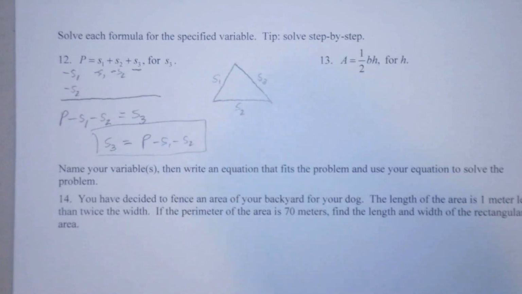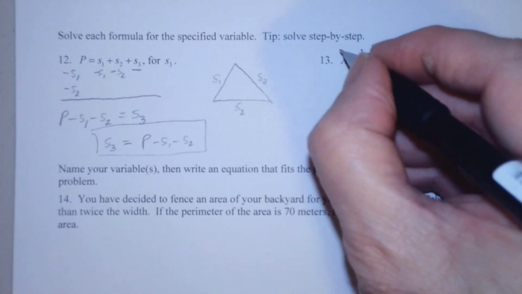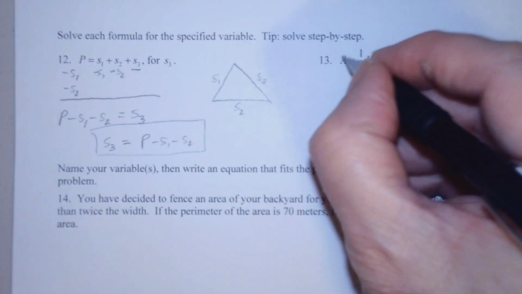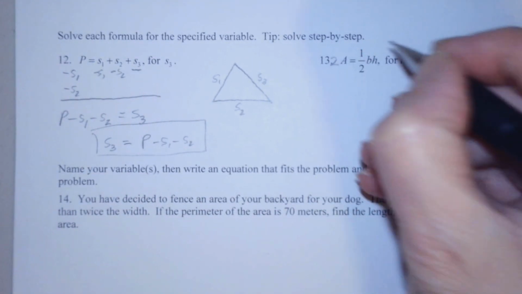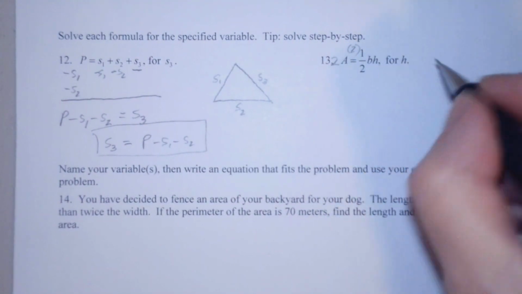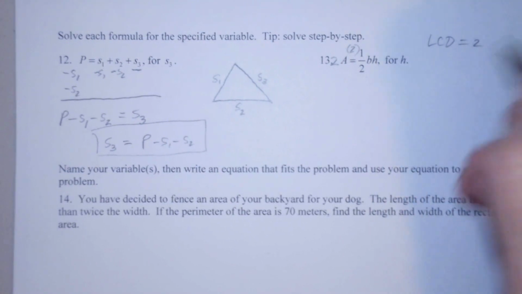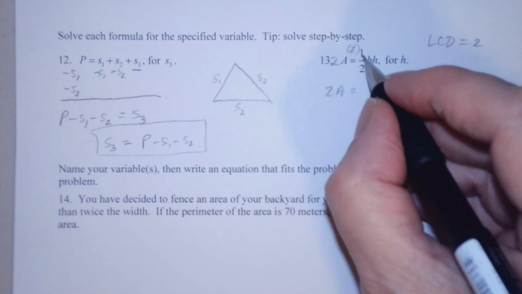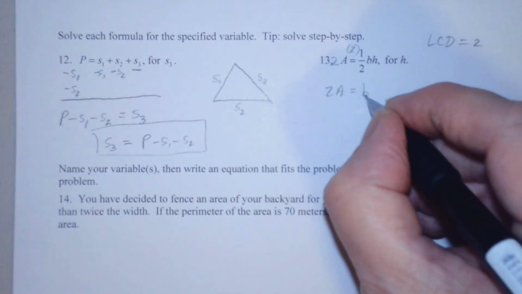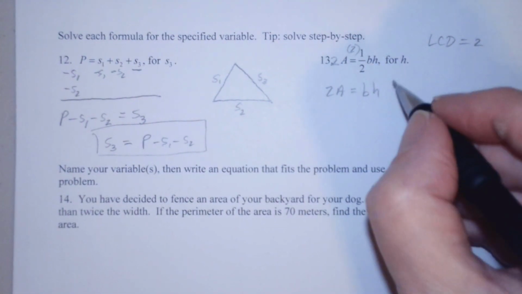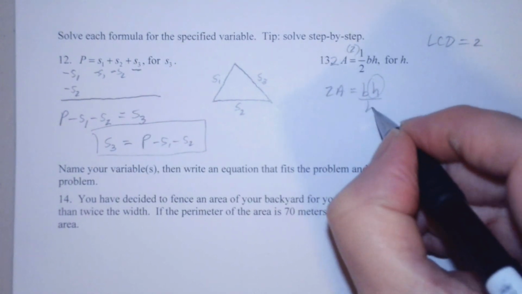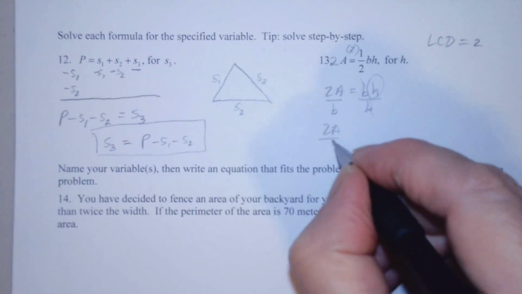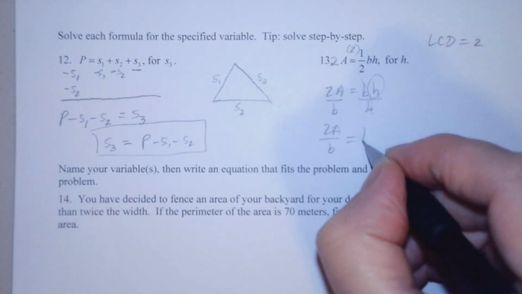Let's look at number 13. So the first thing we want to do here, just as if we were solving equations, is clear fractions. Let's get rid of the fractions before we do anything else. And there's only one denominator, so our LCD is 2. So we get 2a. Well, and on the other side, 2 times a half is 1, and 1 times bh is just bh. So the only thing left to do if I'm trying to get h by itself is divide by b. The b's cancel here. We get 2a over b is equal to h.